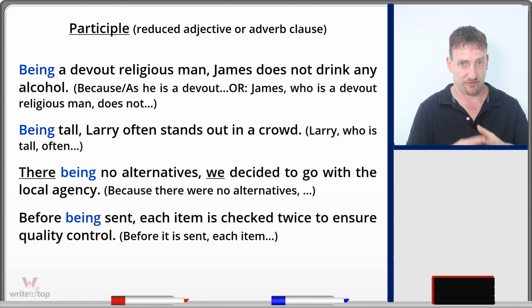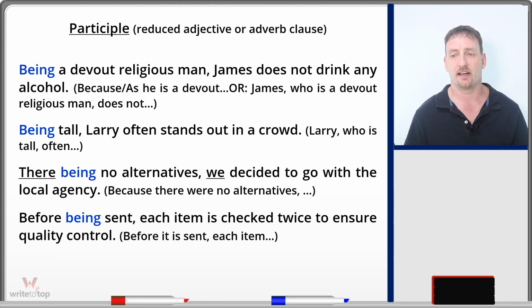You can say, if you extend it, because or as he is a devout religious man, James does not drink. Or James, who is a devout religious man, does not drink. The first one, because, adverb clause, reduced. The second one, James, who is, adjective clause, reduced. Why you would use one or the other depends on what you're trying to say. Are you explaining to me something about James, or are you giving me a reason that he doesn't drink? Okay, depends.